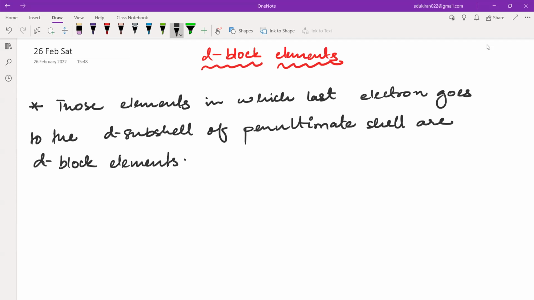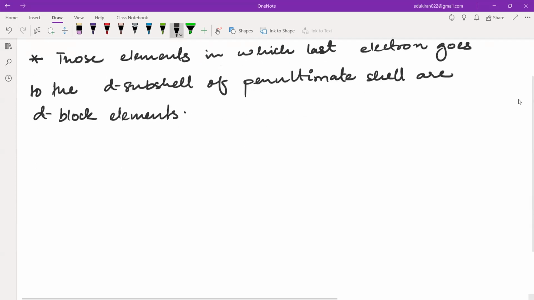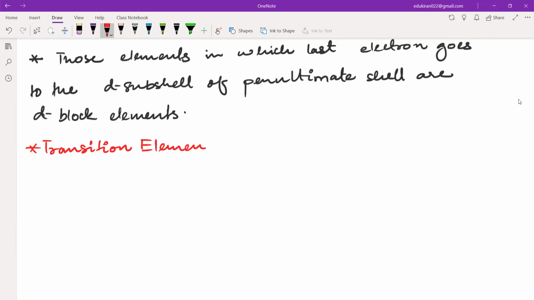D block elements. Okay. Next is a word which is known as transition elements. Now transition element has a definition which you should remember. That is, all the D block elements cannot be classified as the transition elements.